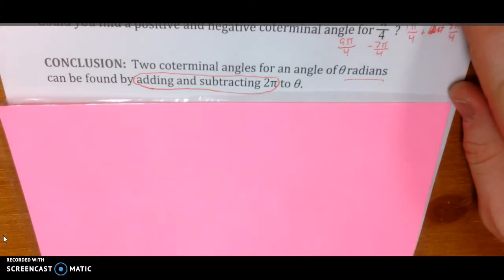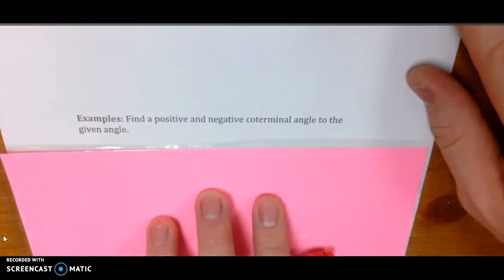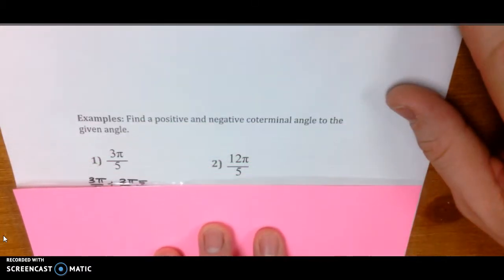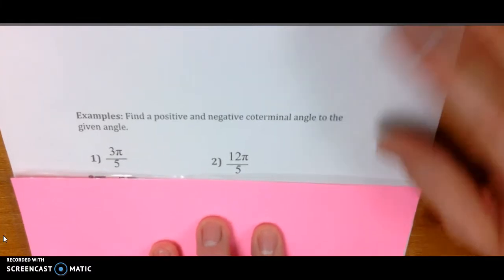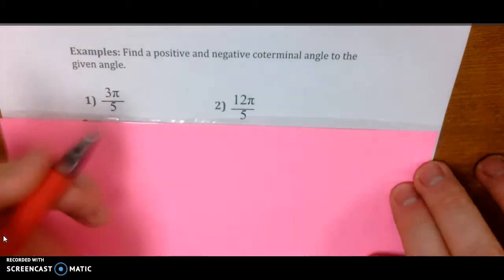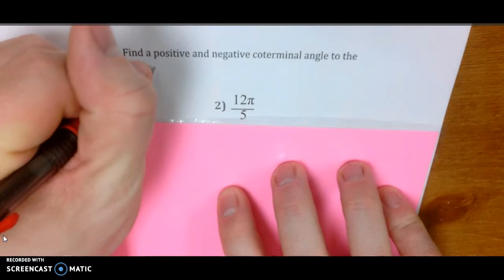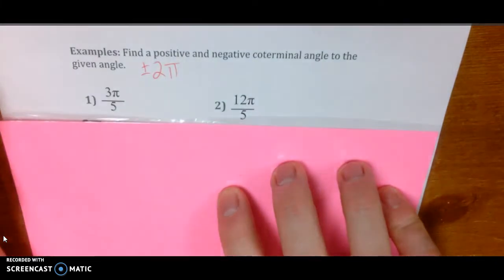So let's go ahead and take a look at some examples here. By the way, if you need to pause the video at any point, please feel free to do so. Okay, so we want to find a positive and a negative coterminal angle to the given angles. These are all in radians. So we're going to be adding or subtracting 2 pi to each one of these.